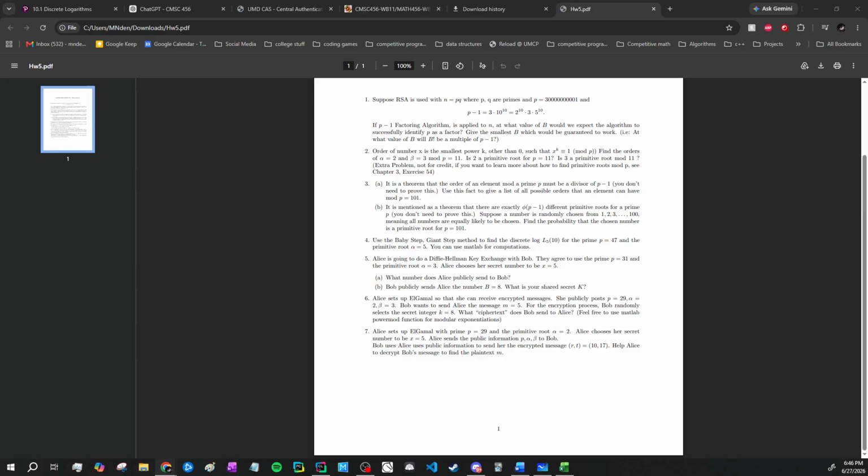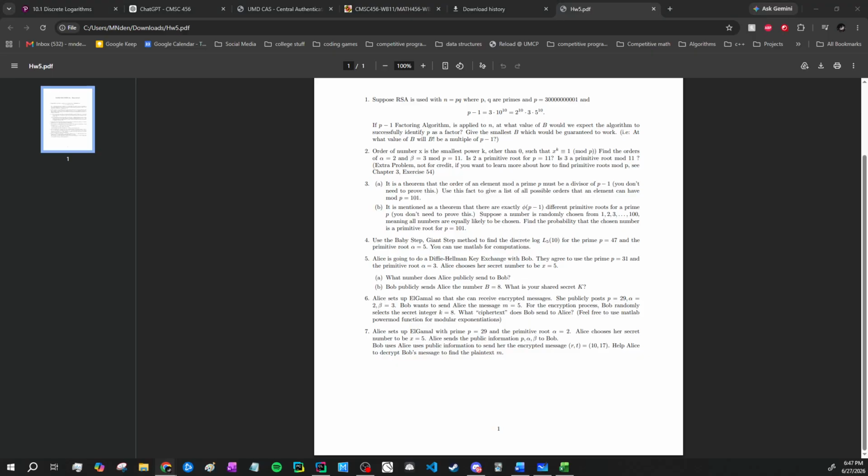Okay, so I'm in question 4. We use baby step, giant step to find a discrete log of 5 for prime 47 and a primitive root. And I can use MATLAB for computation. Okay, so they say use baby step and giant step.